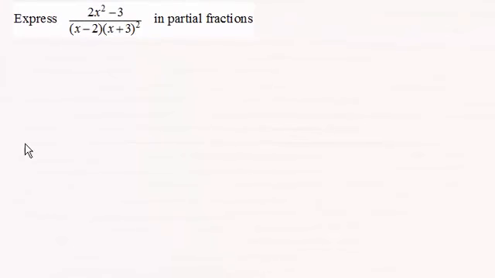Hi there. Now this is a follow-up example from the previous video in my series on partial fractions. What we've got to do here is just express 2x squared minus 3 all divided by x minus 2 times x plus 3 squared in partial fractions. So I'm assuming that you've looked through the previous video and basically know how to tackle this kind of problem.